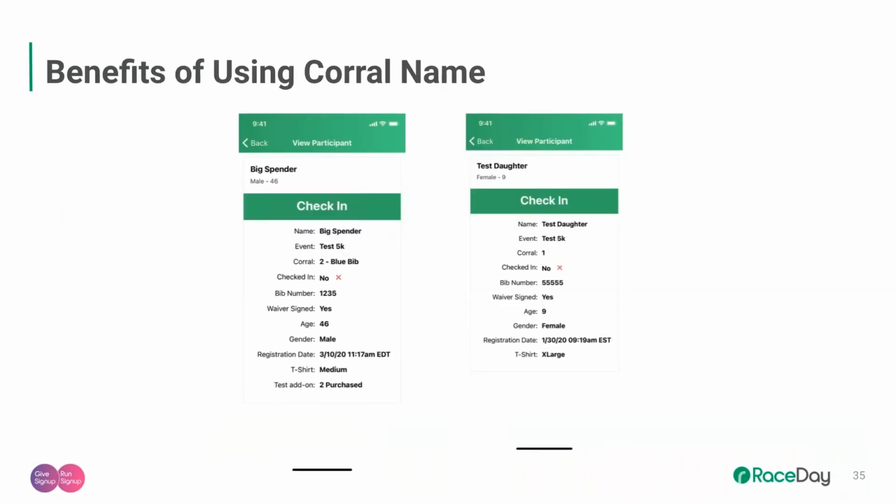You have benefits of using corral name here. So maybe you have a 5K and a 10K, and the 5K is wave 2, and they're blue bib. You can set up corrals within RunSignup. You can change those corral names into the bib color, and boom, blue bib or yellow swim cap, whatever you want to do. You now can display that to help the volunteer remember this is what they're supposed to be getting. Or if you just want to say corral 1 through 5, no big deal. You can also see that this person had test add-ons and he had 2 purchased of that thing.